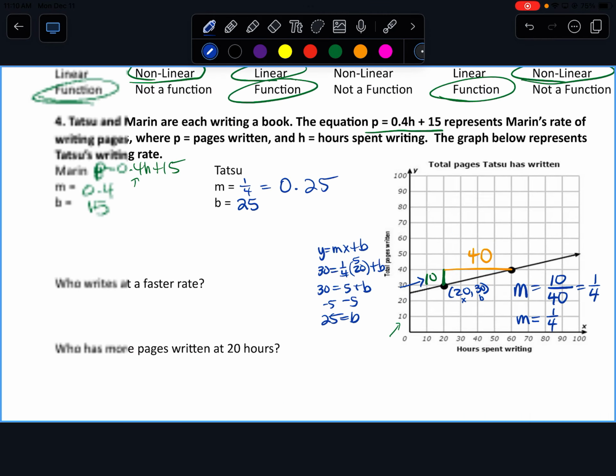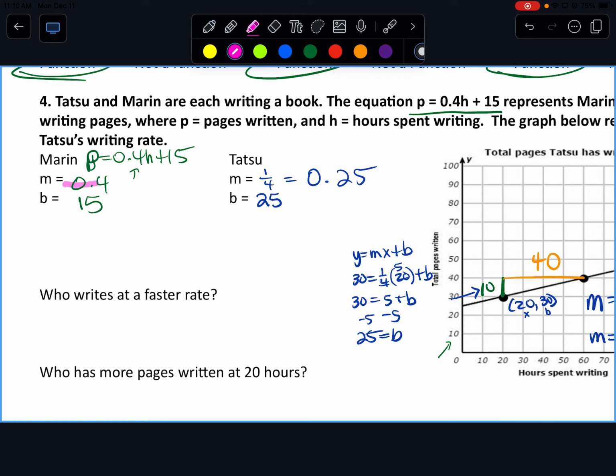Who writes at a faster pace? Well, if I compare these numbers, this number right here and this number right here, which one has the higher rate? So Marin writes faster.